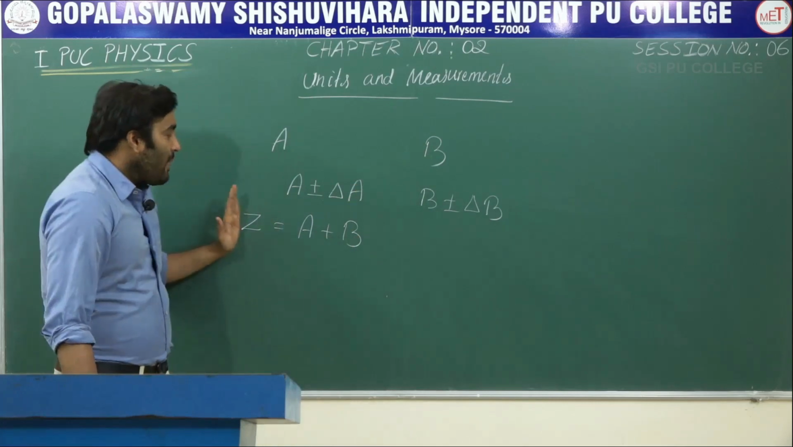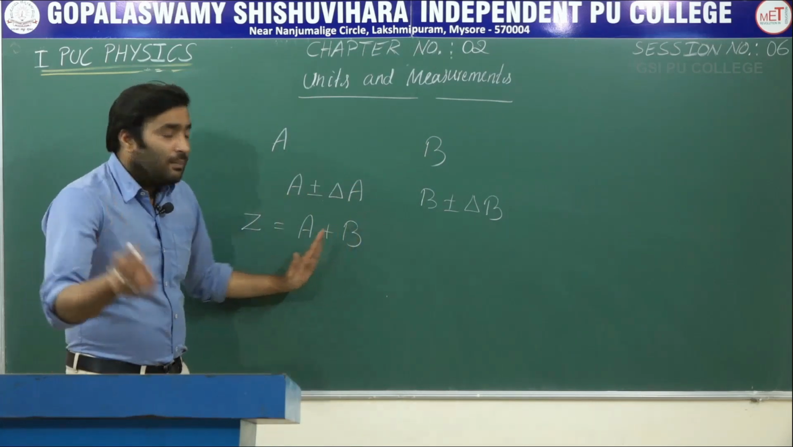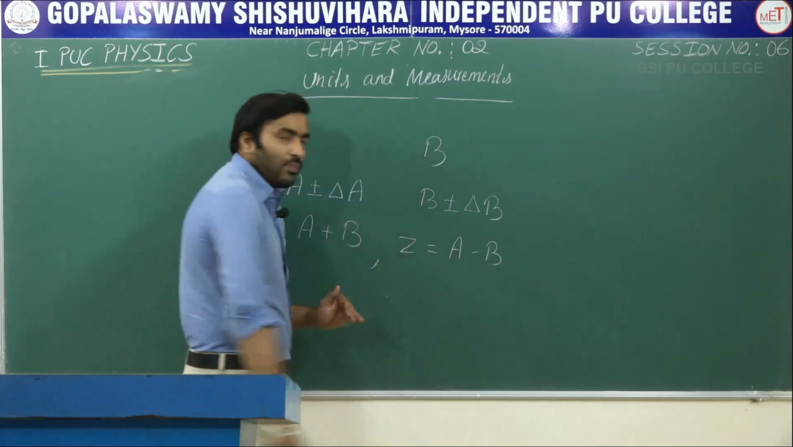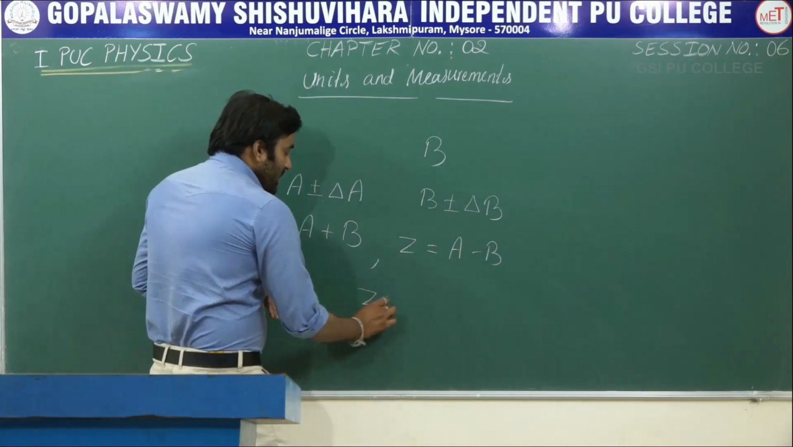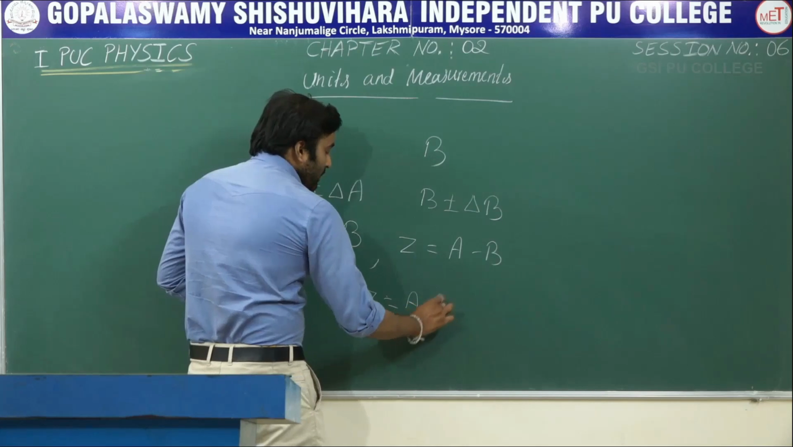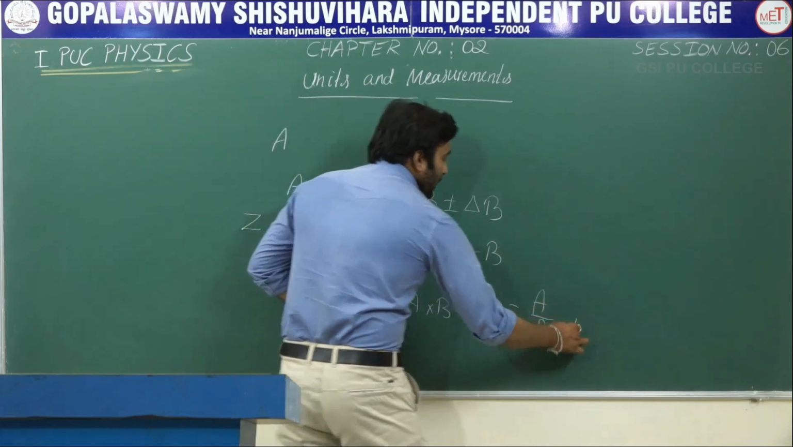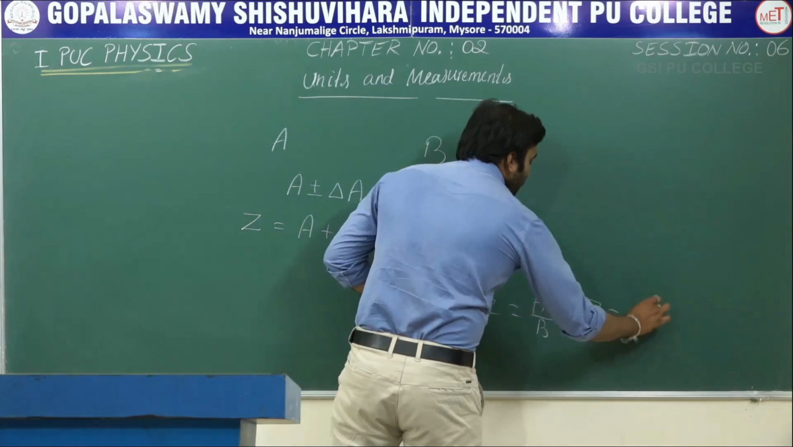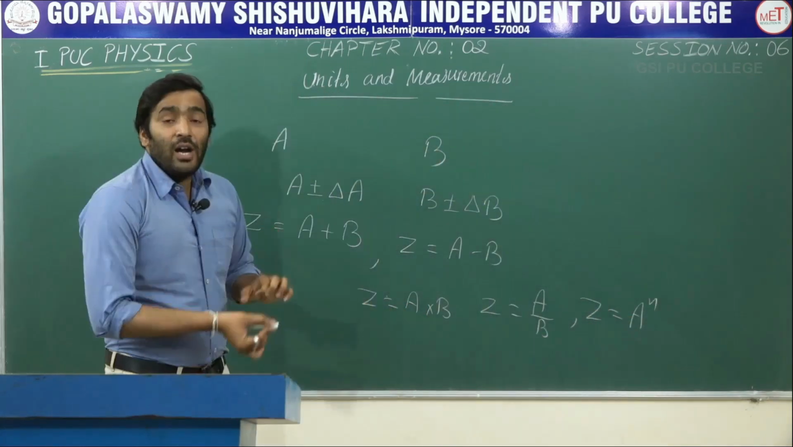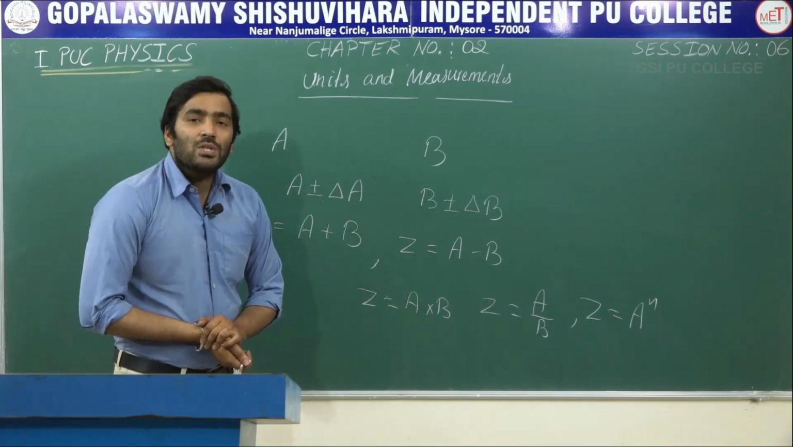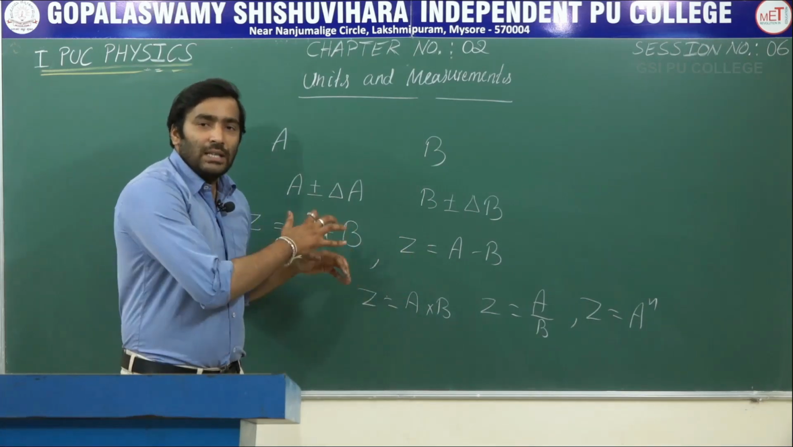Now if I am adding these two quantities, or sometimes we may have an equation Z is equal to A minus B, and even Z is equal to A into B, or Z is equal to A by B, or even Z is equal to A power n. When we are doing this addition, subtraction, multiplication or division, what happens to the error? That we have to see in this class.